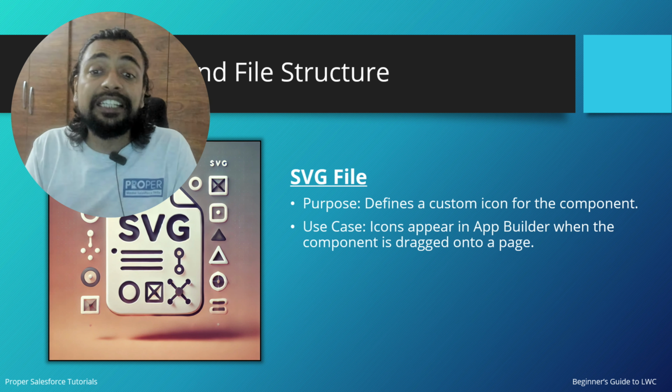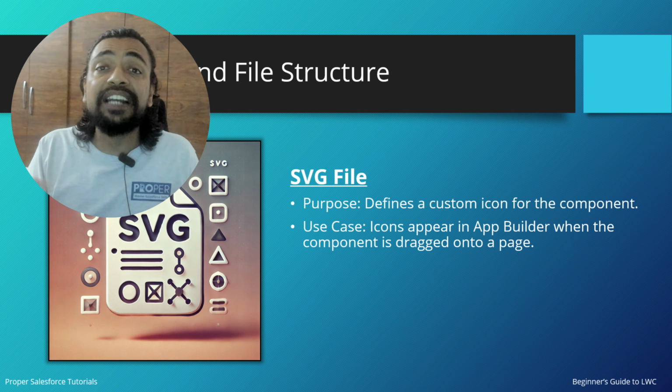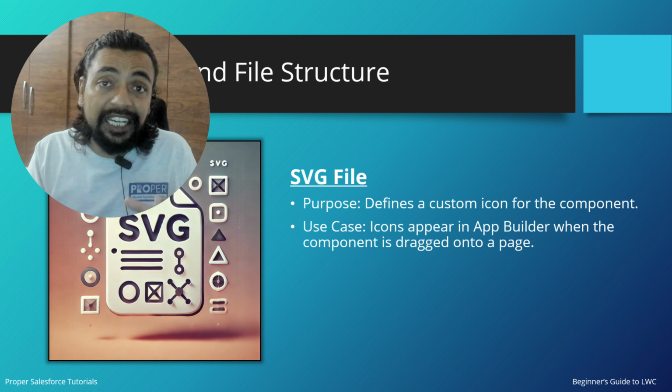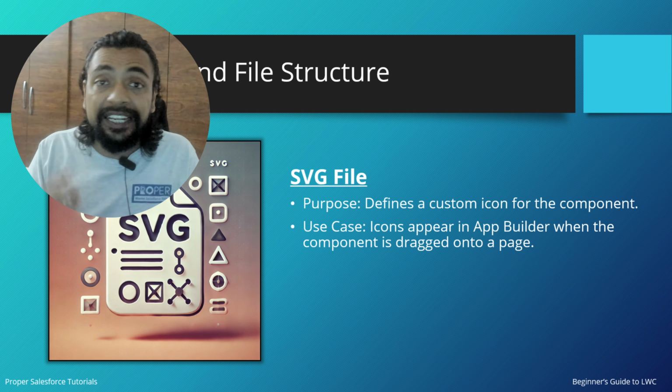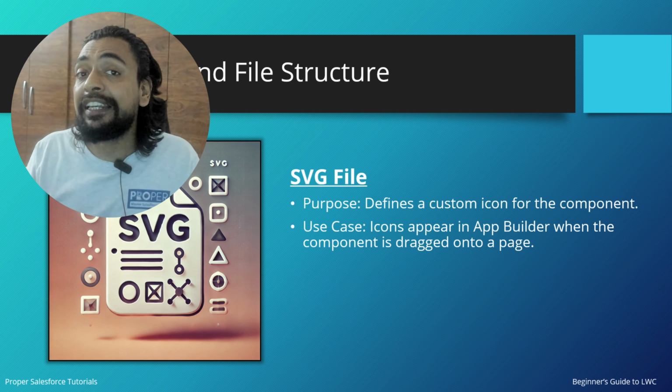So the use case is the icons that appear in your app builder when the component is dragged onto a page. If you want such icons to be customized, you can certainly use an SVG file. It is also an optional file in the component.